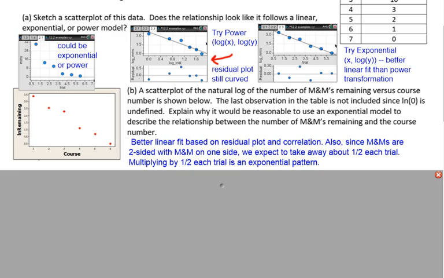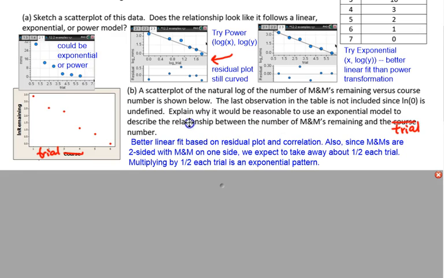So it says here, explain why it would be reasonable to use an exponential model to describe the relationship between the number of M&Ms remaining and the course number. And by the way, the original worksheet that I got this from used the word course instead of trial. I prefer the word trial, but I forgot to change it anywhere except in the original table. So I'm going to have to go through and change this everywhere.